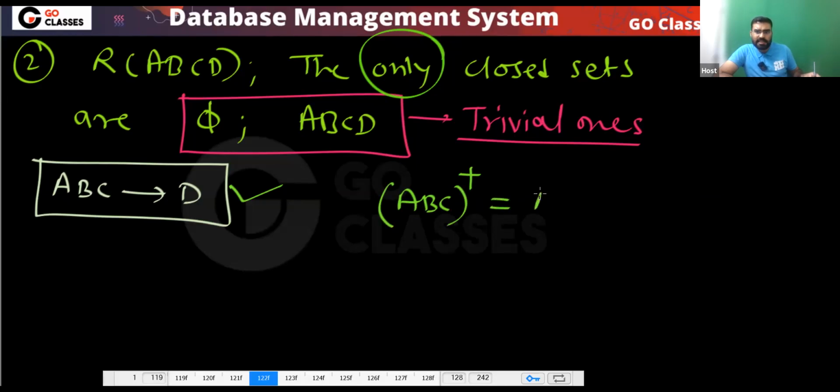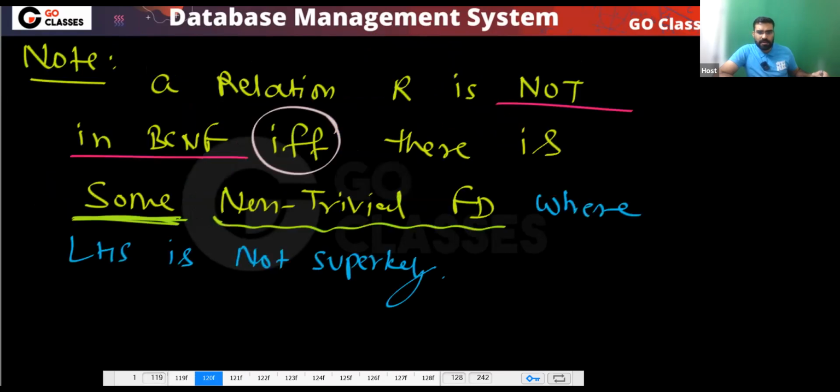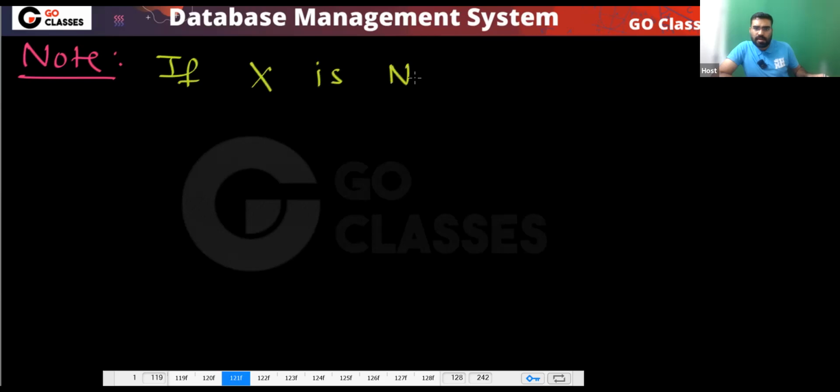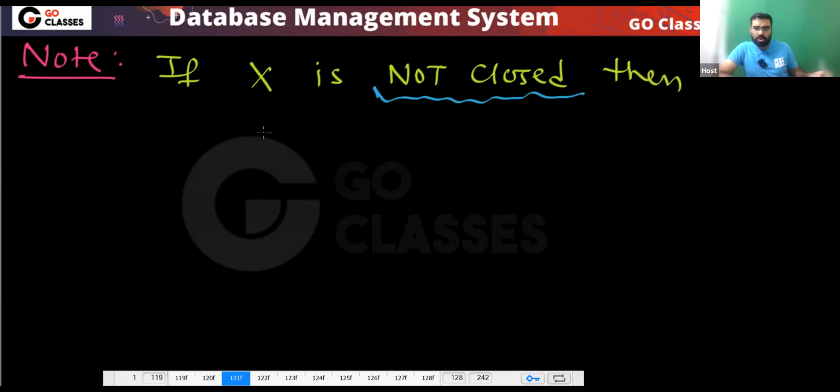And the only extra thing is this. Yes or no? So I can say this is not equal to this. So remember, one thing you can write: what not closed means. If X is not closed, what does that mean? Tell me. If X is not closed, what does it mean?